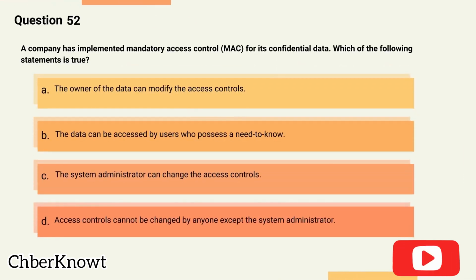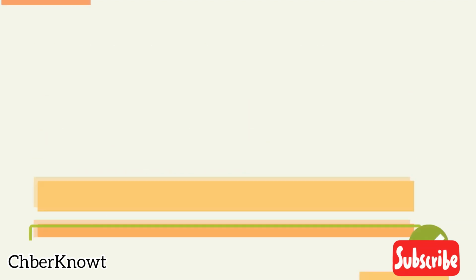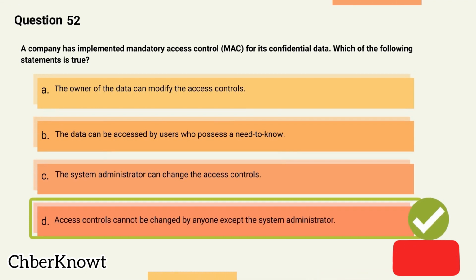Question 52. A company has implemented mandatory access control, MAC, for its confidential data. Which of the following statements is true? Option A. The owner of the data can modify the access controls. Option B. The data can be accessed by users who possess a need to know. Option C. The system administrator can change the access controls. Option D. Access controls cannot be changed by anyone except the system administrator. The correct answer is option D. Access controls cannot be changed by anyone except the system administrator.